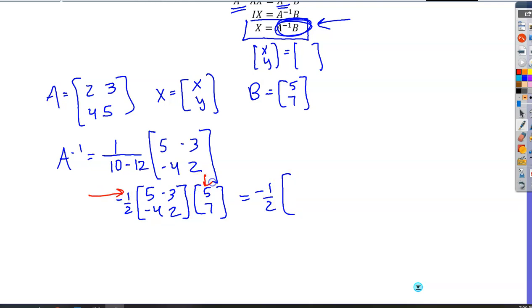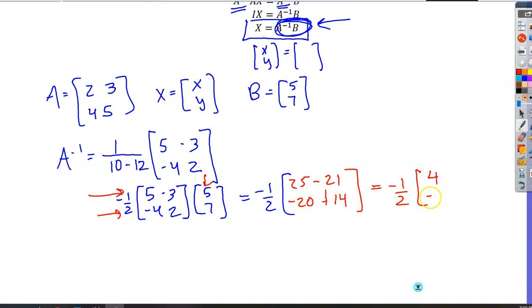Row, column. Since there's only one column, we're only going to have to do each row once. So we've got dot product of this with that. So we've got 25 minus 21 for our first position. And then for the second row, we've got the dot product here, which is negative 20 plus 14.